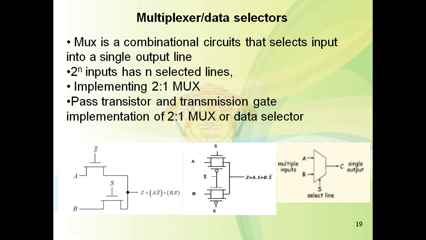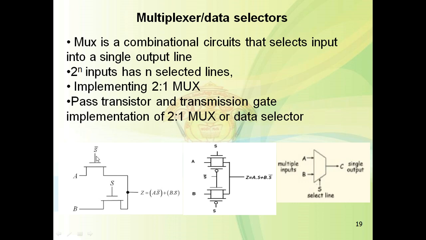Now we will discuss how to implement the 2:1 mux using pass transistors or transmission gates. These are the diagrams. You can see this is the symbol of the 2:1 mux. It has 2 inputs and 1 output, and it has only one select line. Now in the pass transistor implementation of the 2:1 mux, it has 2 transistors, and the control signals are nothing but the select line. It is connected like this.